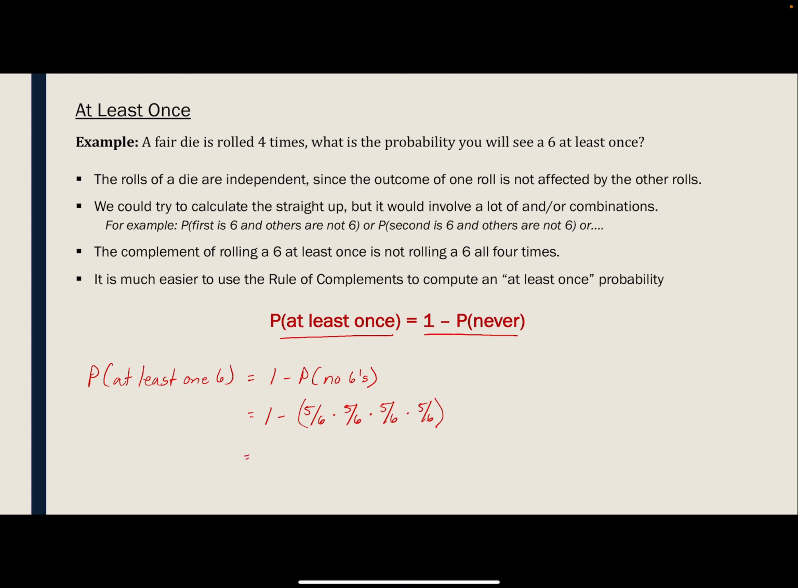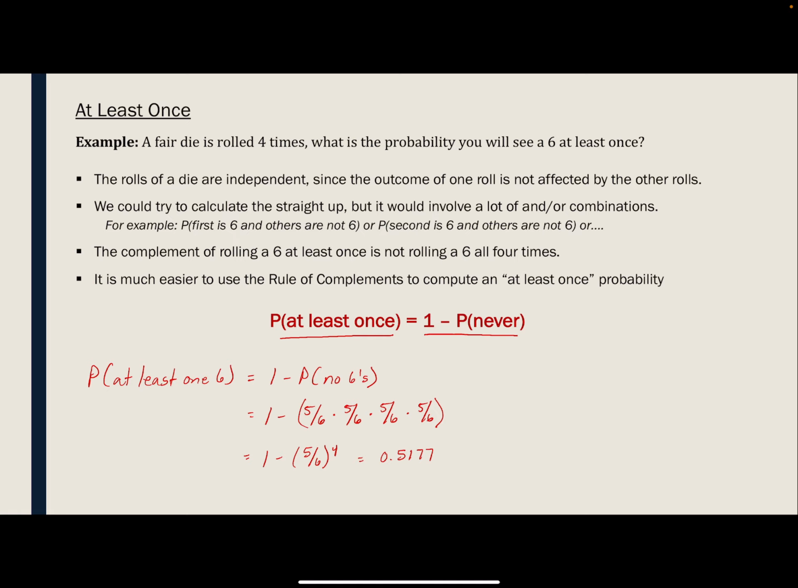And if you want to, you could write this as 1 minus (5/6) to the 4th power. So in your calculator, you would do 5 divided by 6, raise it to the 4th power, and then do 1 minus that answer. And you will get 0.5177.